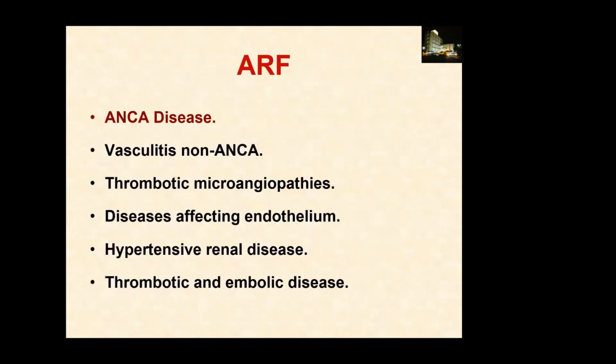Next, after nephrotic and nephritic, is the group of acute renal failure. And here lie examples: ANCA disease, vasculitis, non-ANCA, thrombotic microangiopathies, diseases affecting endothelium, hypertensive renal disease, and thrombotic and embolic diseases.